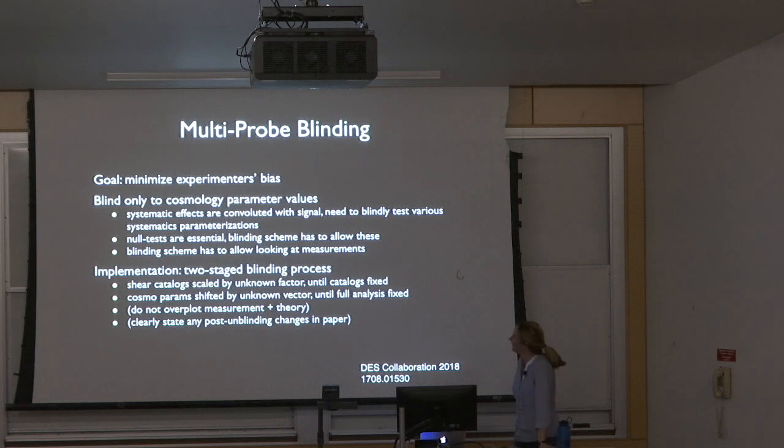That means that at the end, we arrived at a two-stage blinding process, where the galaxy shapes were multiplied by an unknown factor until all the choices about the catalog were fixed. After we exactly knew these are our 26 million galaxies, we then took out this unknown factor so that people could look at consistency of weak lensing and galaxy clustering. But the cosmology parameters were still blinded.